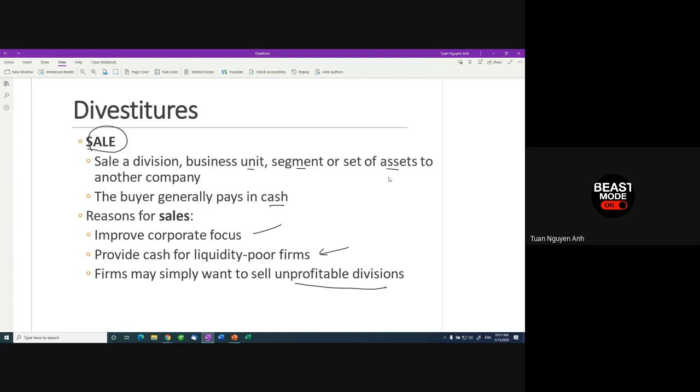Yeah, one of the reasons is that we do not need this anymore because it is an unprofitable division, or we do not have enough time to make it profitable, so we sell it. Yeah, if we improve our focus. That is the sales divestiture.